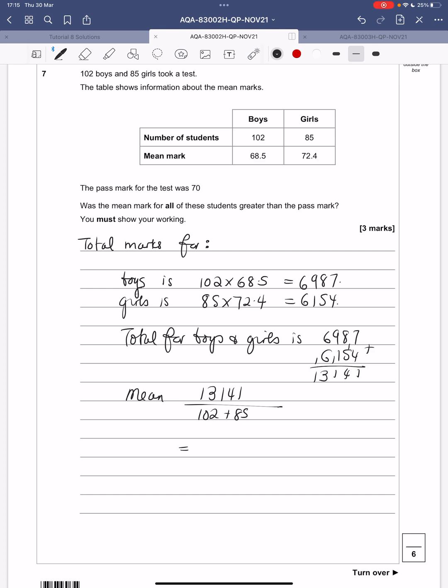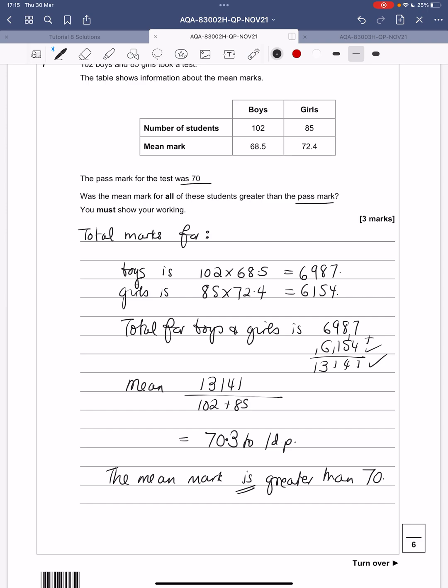Okay. Just check that. I've checked that on the calculator because I had some of it on the screen already. So it's 13141 divided by, open bracket, 102 plus 85, is 70.3 to 1 dp. So the mean mark is greater than 70.